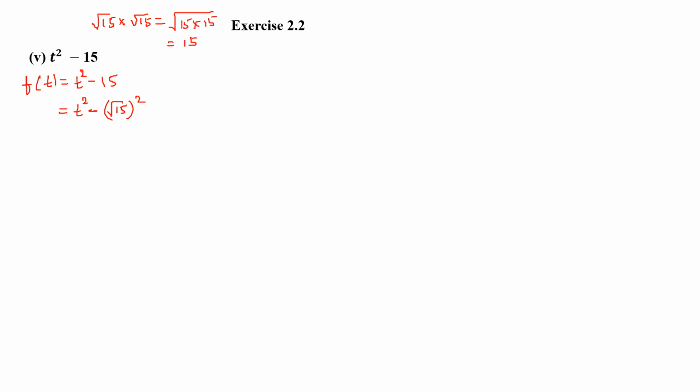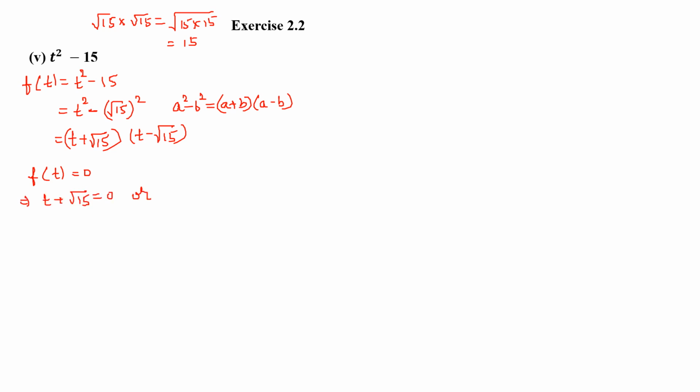So 15 I can write as root of 15 whole square. Now based on your identity a square minus b square, which gives a plus b and a minus b, isn't it? So this I can write as t plus root of 15 and t minus root of 15. Now to get the zeros of the polynomial, f of t should be equal to 0, and when will it equal 0? When either t plus root 15 is 0 or t minus root 15 is equal to 0.